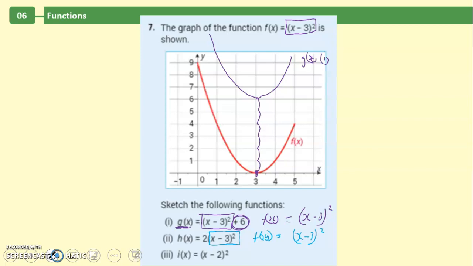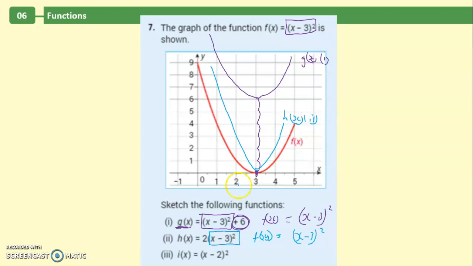Remember, when we have a number in front of the original function squared, it means it's a narrow or a widen. And because the number is a whole number, it means it's a narrow. So we go back to the original function and use this dot, and to show it's been narrowed, we just draw the function inside the original function. So something like this, and like that. It's narrower, it's closing in, and that is h of x, part 2.